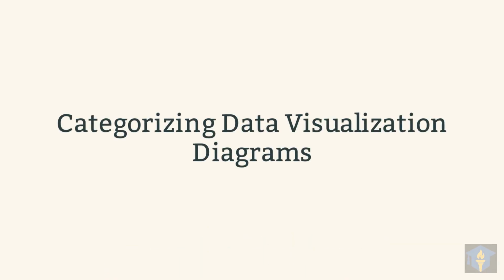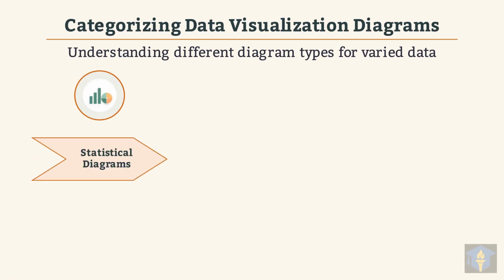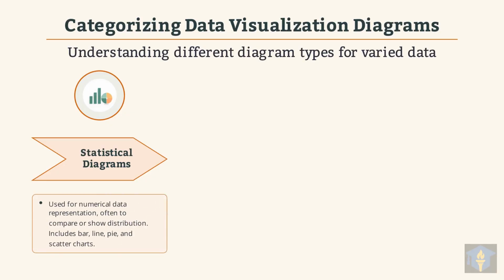Now, let's categorize data visualization diagrams to understand their diverse applications. We'll explore different diagram types, helping us choose the right visualization for varied data. First, we have statistical diagrams, ideal for numerical data. These are used for numerical data representation, often to compare or show distribution, including bar, line, pie, and scatter charts.